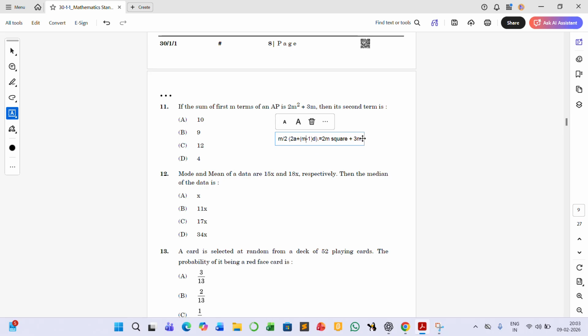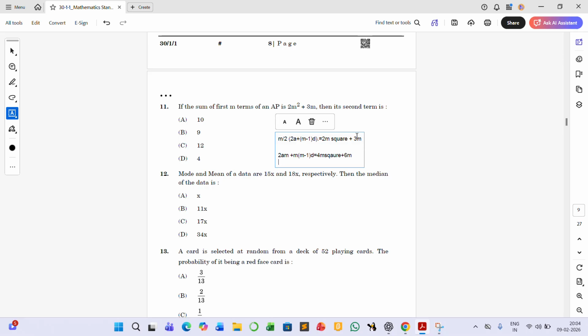So simply we can do one thing. We can transpose the 2, so that the equation becomes 2am plus (m minus 1)d is equal to 2 into 2m square, so 4m square, plus 2 times 3m, so it will become 6m simply.